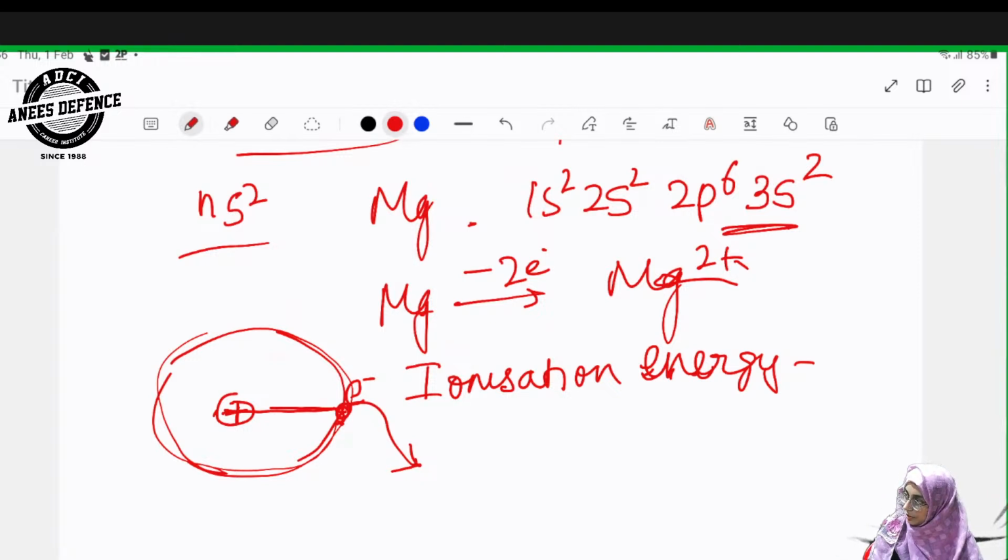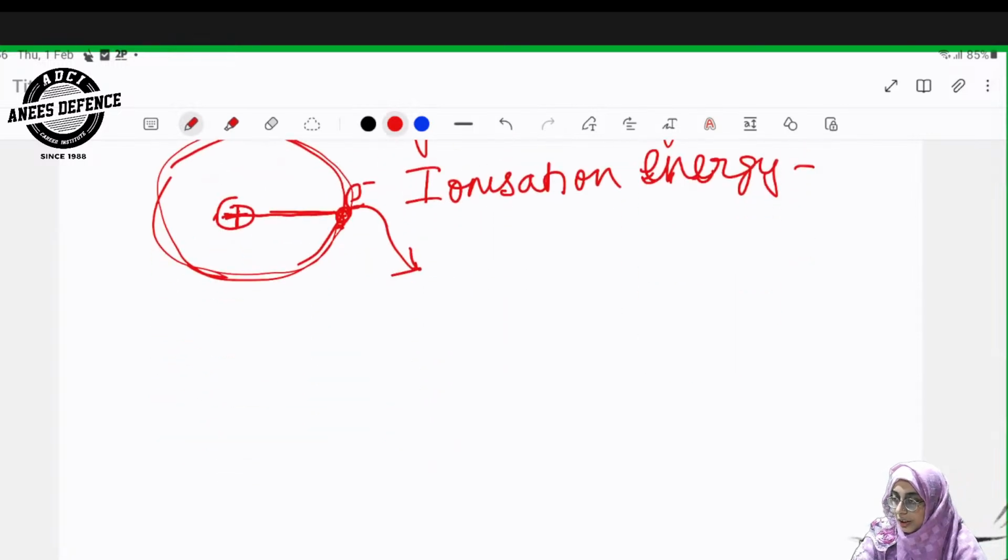Understood all the properties of these block elements? Now we come to the p-block elements. P-block elements are those in which the last electron lies in the p subshell. P-block elements have atoms with incomplete p orbitals in their outermost shell, or in which the final electron enters a p orbital. The general outer electronic configuration of the elements is ns2 np1-6.